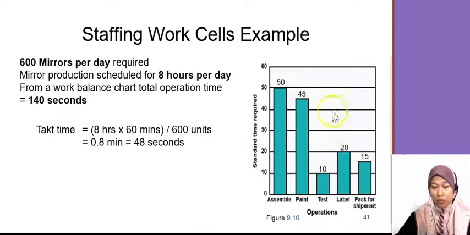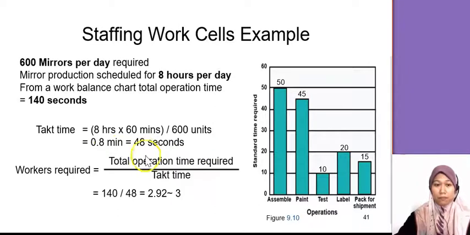Okay, for this process, the takt time, or the time to make 1 unit of the mirror, is 8 times 60, divided by 600. So we get 0.8 minute for 1 mirror, which we convert into seconds, and it becomes 48 seconds. So within 48 seconds, they will produce 1 complete mirror.